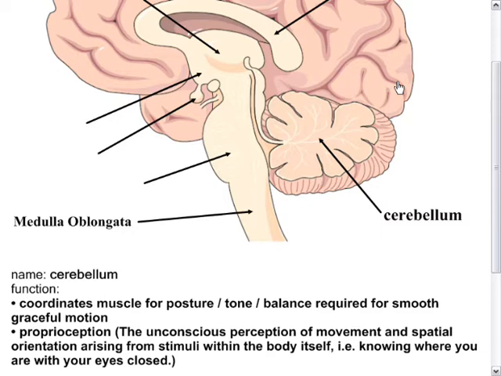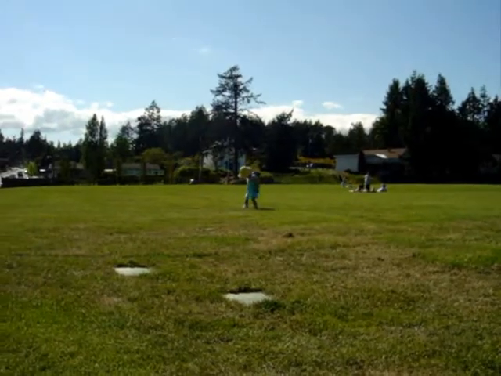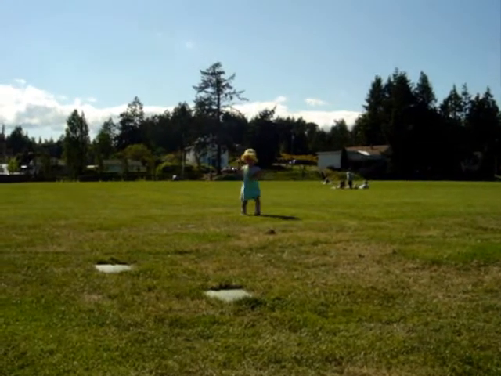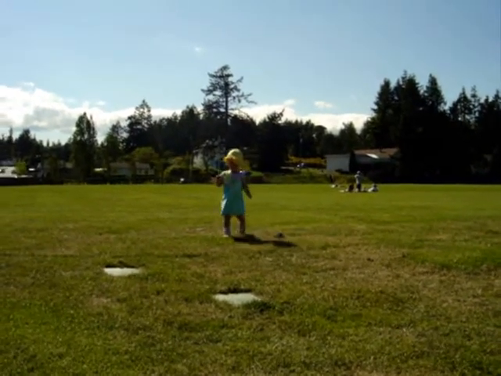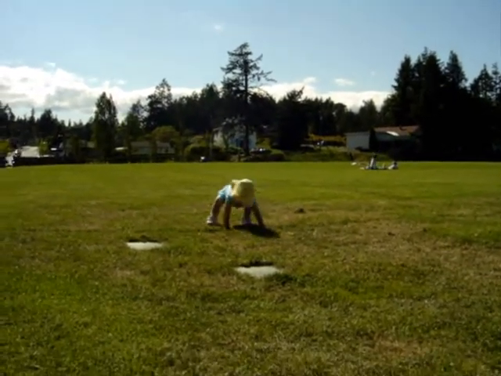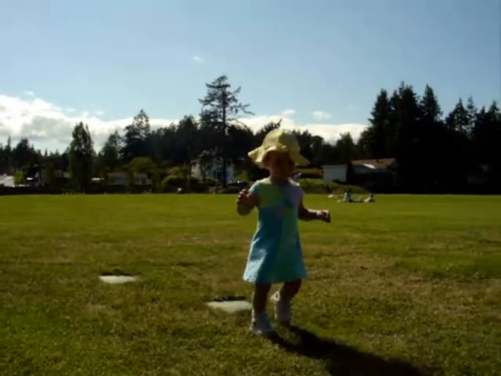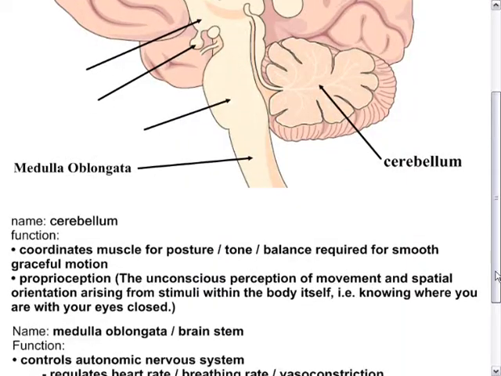Proprioception, which is the unconscious perception of movement and spatial orientation arising from stimuli within the body itself, you can think of as knowing where you are when your eyes are closed. The following is an example of some smooth and graceful motion. And that is the cerebellum.